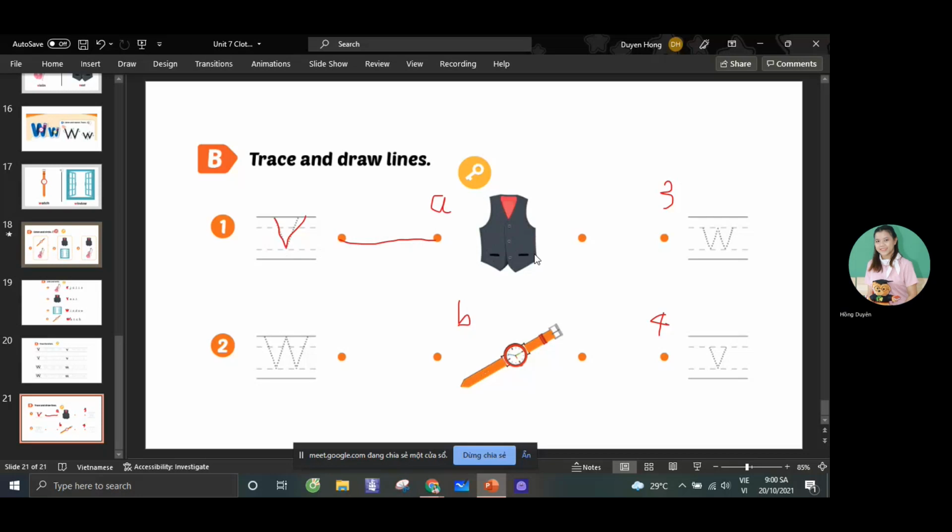Number two. So, what's letter number two? W, all right, W. So, you draw lines with picture A or picture B? B, all right. So, what can you see in picture B? So, how about the sound of letter? All right, and watch. That's right, good job. Watch.